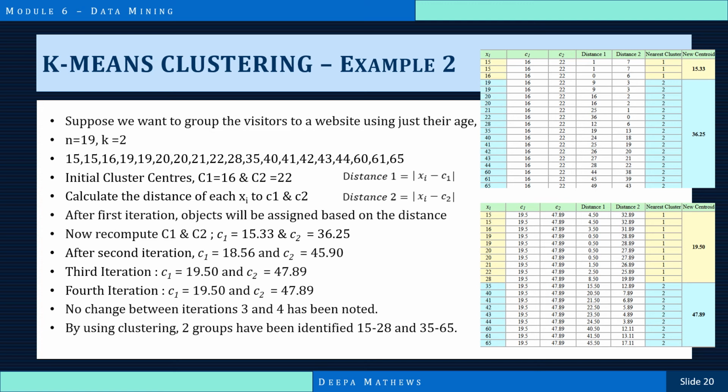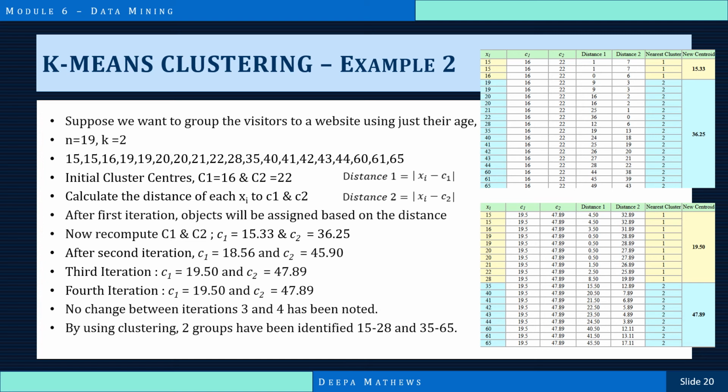We iterate the same process. After the second iteration, we computed C1 and C2 again and got 18.56 and 45.90 respectively. And we repeated for the third time and for the fourth time. There is no change between iterations 3 and 5. In both these iterations, the new center values remain the same. So the algorithm terminates.